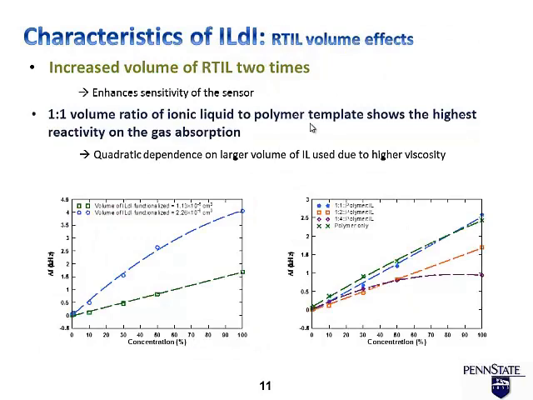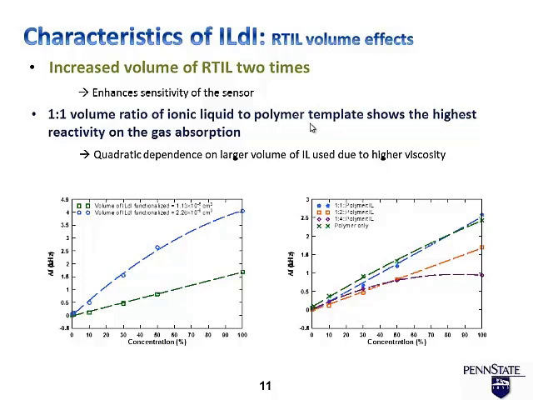And we also studied the characteristics of ionic liquid doped ionomers to see the effect on the sensitivity enhancement when it's functionalized differently. So we consider 2 cases. First is with different total volume of ionic liquid doped ionomer, and the second with the same total volume but different ratio between ionic liquid and the polymer templates.